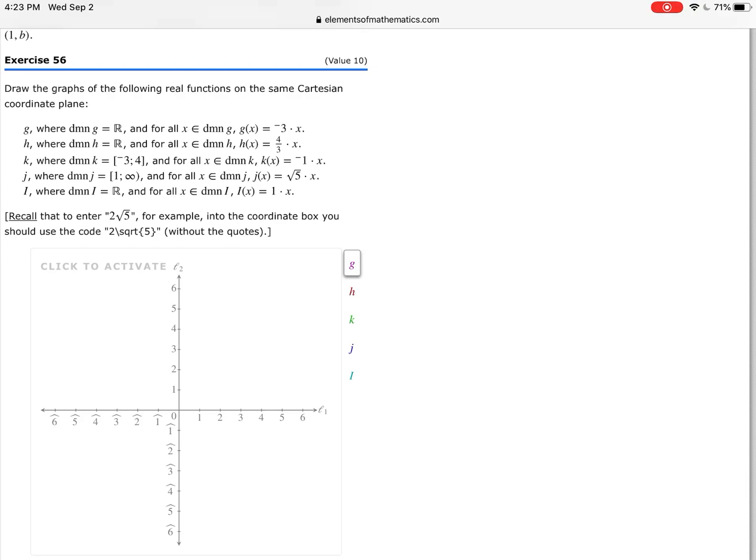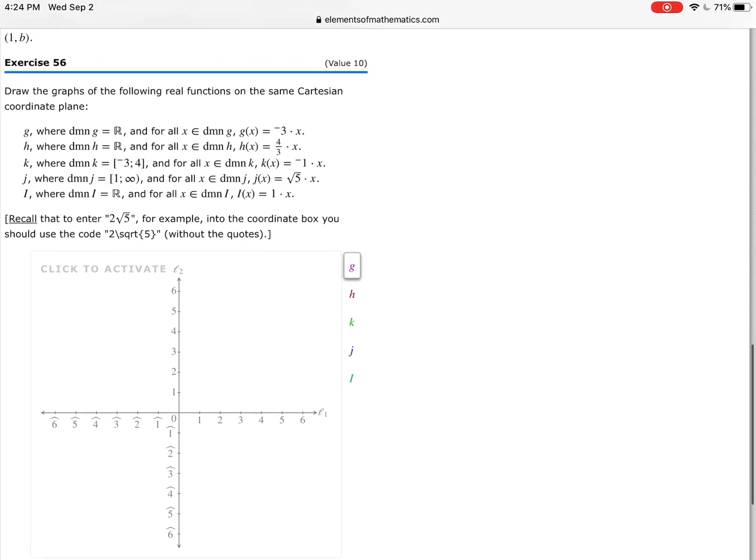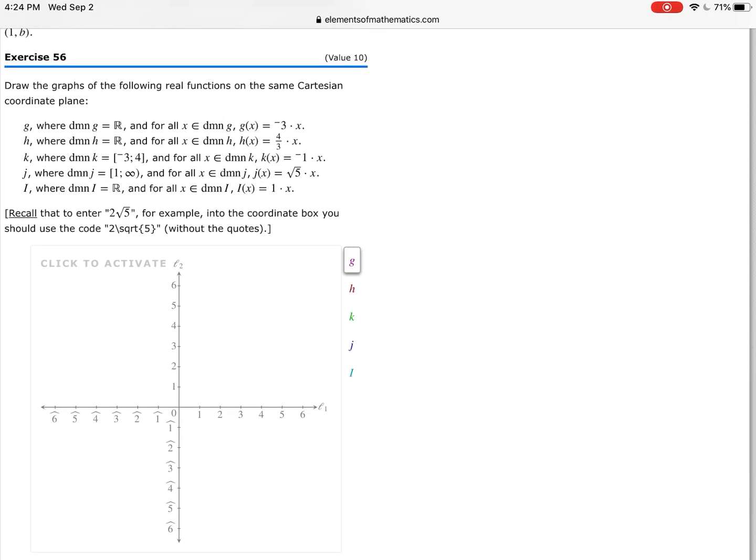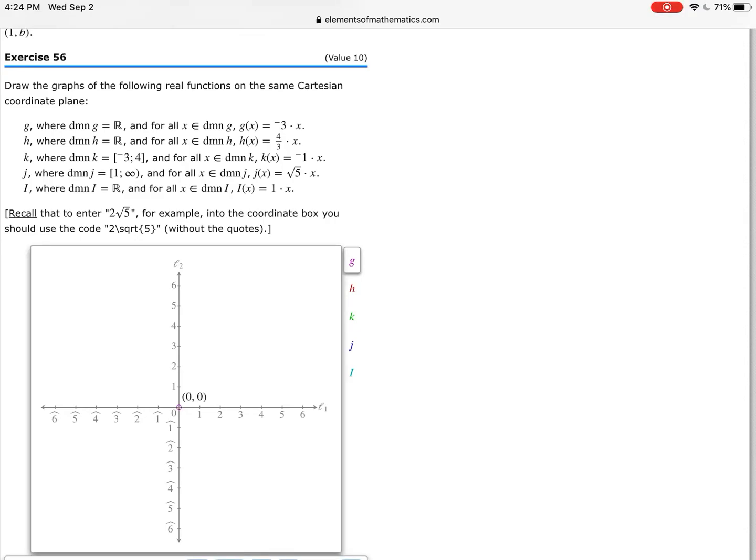Today we're going to talk about Chapter 13's Exercise 56. Now, if you checked out my previous video, we were doing lines that were formed by these constant functions. Now we've got linear functions. These linear functions are all going to be defined as something that passes through the origin and then some other point. They're not going to be horizontal lines.